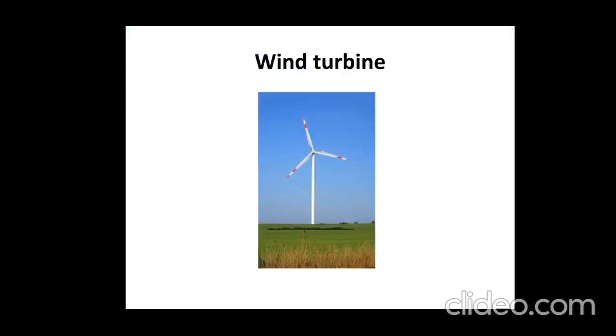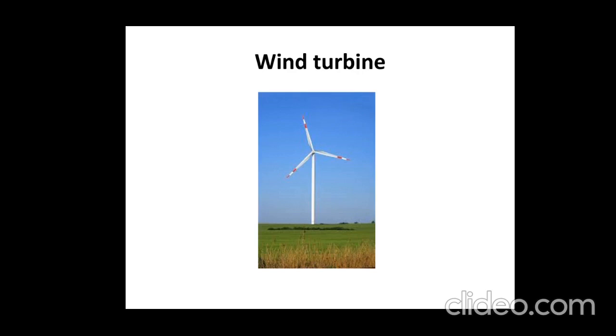Do you remember Unit 5? Do you remember the name of Unit 5? It's force and movement. So we are recollecting the lessons from force and movement. You can see this instrument or machine here, right? What is this called? Wind turbine. So windmills were used earlier and now we use wind turbines.